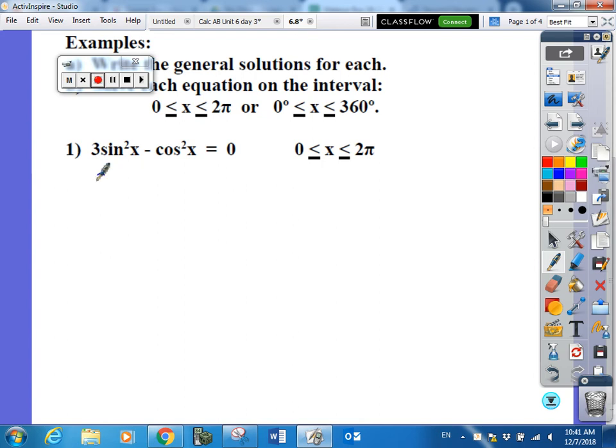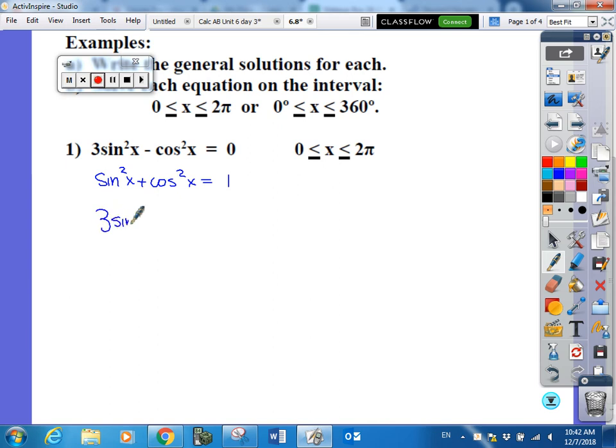So our Pythagorean ID is sine squared x plus cosine squared x equals 1. So no matter which one we pick, we have to plug it in. We're going to either replace sine squared or we're going to replace cosine squared. It doesn't matter which one. I like sine better. Okay, so I'm going to replace cosine squared with a rewritten Pythagorean ID here.